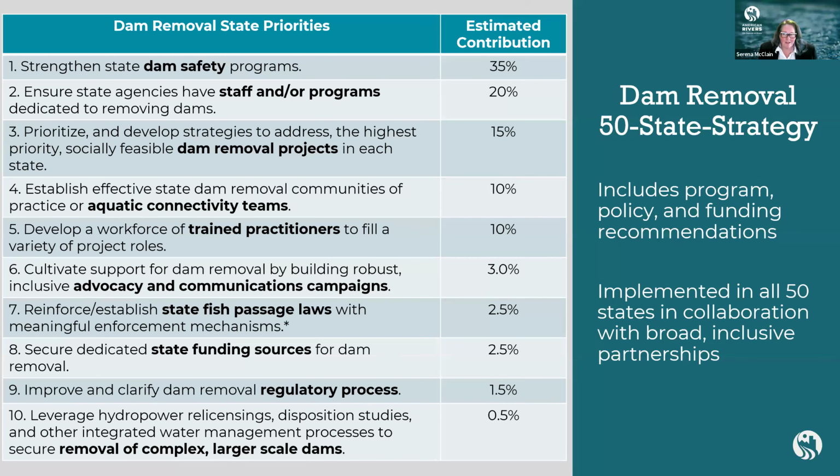This is a lot of information. And given the limited time we have, I'm only going to be able to focus on a few of the priorities listed in the 50-state strategy. We're going to focus on numbers 1, 2, 4, 7, and 10. This is a list of the top line recommendations that you'll find in the 50-state strategy, ranked in order of the expected impact we think they'll have on moving the needle in terms of scaling dam removal.